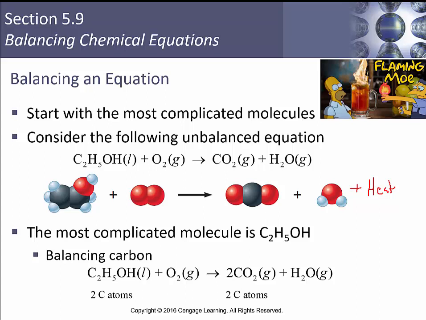Okay? So in here, the most complicated molecule is this ethanol. So you're going to look at the elements within that complicated molecule. You've got 2 carbon atoms on the left, and you've got 2 carbon atoms over here on the right. So your carbon left to right is going to be balanced.